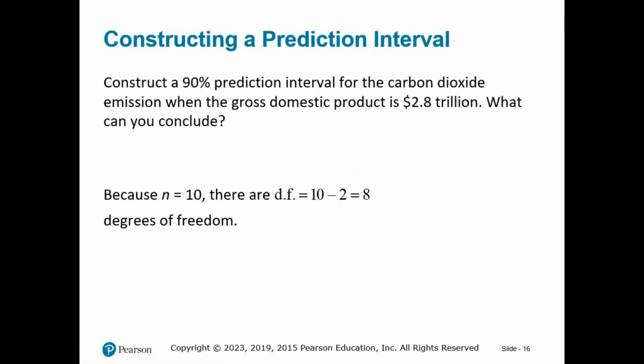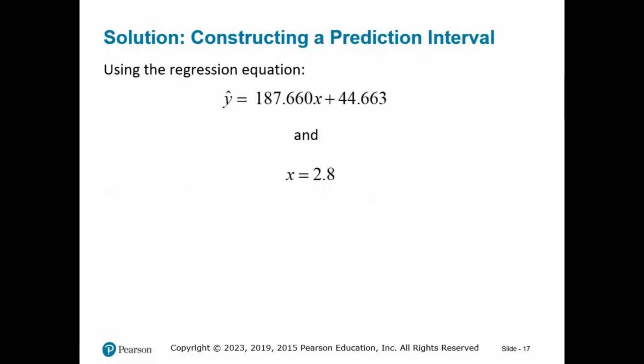Construct a 90% prediction interval for the CO2 emissions when the gross domestic product is $2.8 trillion. What can you conclude? Because n equals 10, there are n minus 2, or 8, degrees of freedom. So let's hold on to that number for later. Next, we have our regression equation from before.